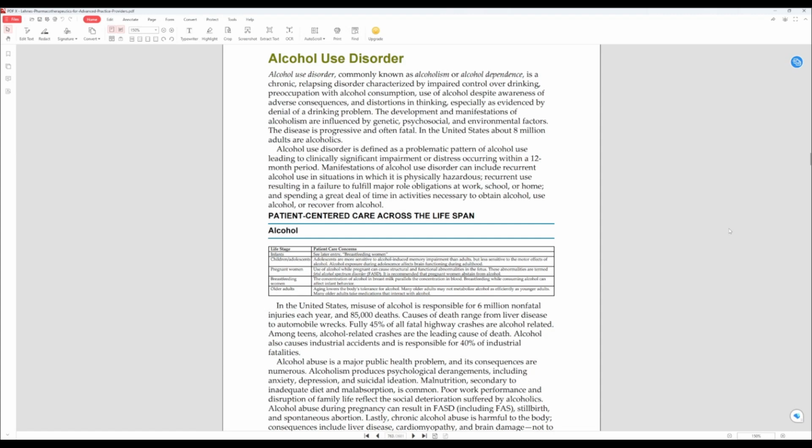In the US, about 8 million adults are considered alcoholics. Alcohol use disorder is defined as a problematic pattern of alcohol use, leading to clinically significant impairment or distress occurring within a 12-month period. Manifestations of alcohol use disorder can include recurrent alcohol use in situations in which it is physically hazardous, recurrent use resulting in a failure to fulfill major role obligations at work, school, or home, and spending a great deal of time in activities necessary to obtain alcohol, use alcohol, or recover from alcohol.